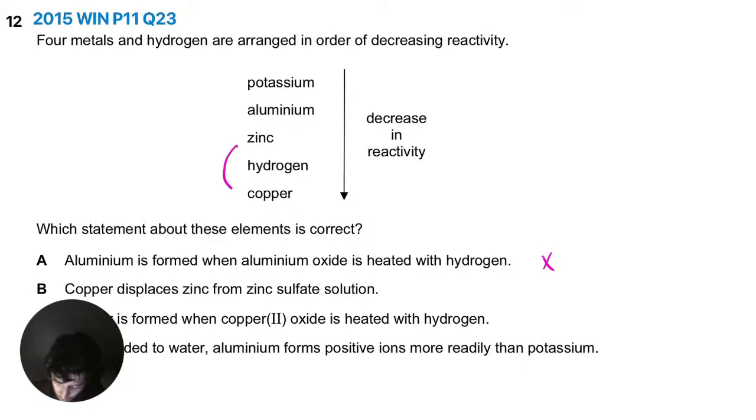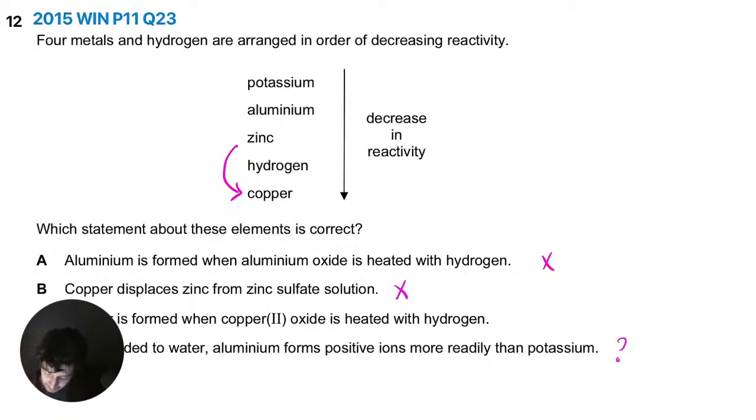Again, copper is below zinc, right? No. C, copper is formed when copper oxide is heated with hydrogen. Copper is formed, oh, that could work. Yes, that could work. Okay, that makes sense, copper oxide. Okay, D, when added to water, aluminum forms positive ions more readily than potassium. What do you guys think about D? Elements below magnesium generally do not react with water. Like, you can blindly trust they won't react.